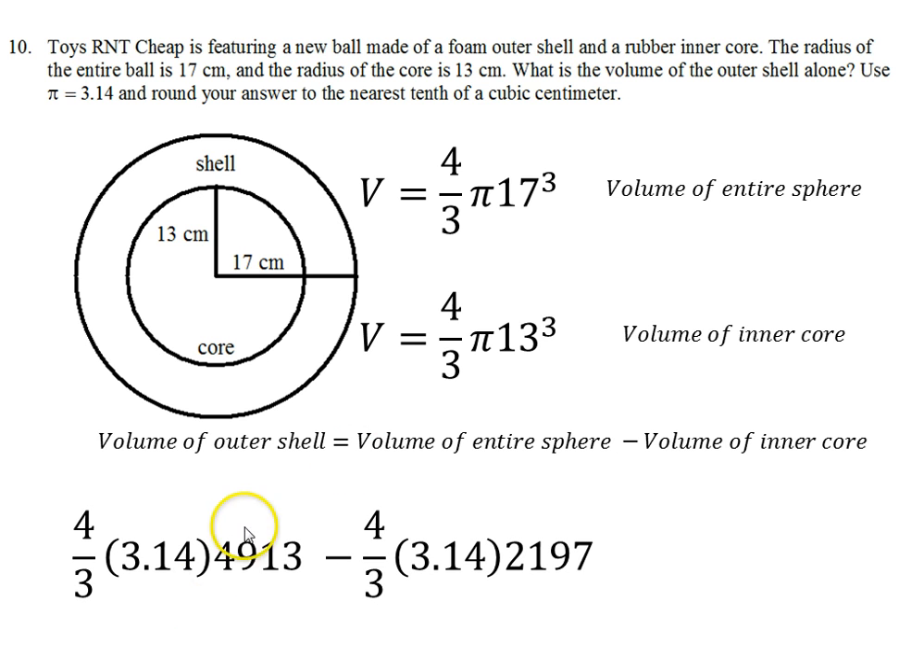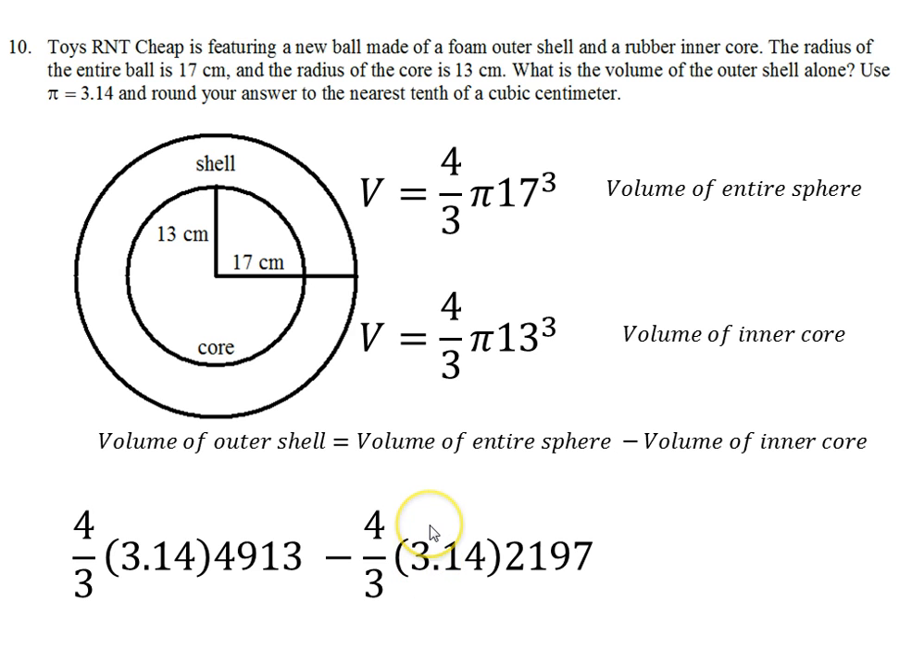So this mess right here is the volume of the entire sphere. This 4,913, that's 17 to the third power. The pi gets changed to 3.14 because we are told to use pi equal to 3.14. This right here is the volume of the inner core. 2,197, that's 13 to the third power. And the pi changes to 3.14 because we're told to do that.